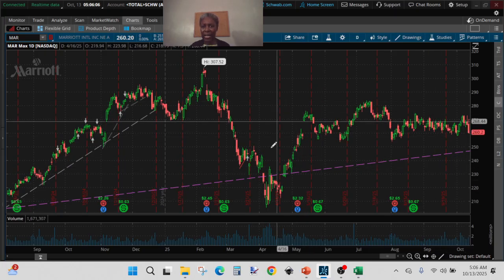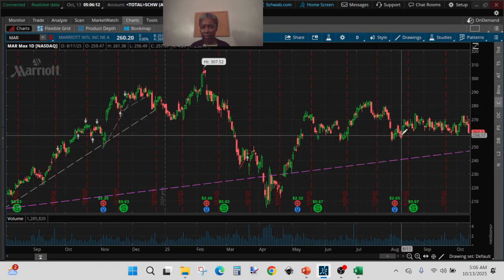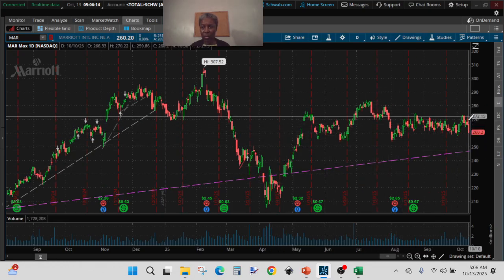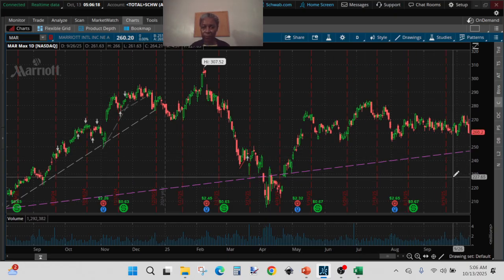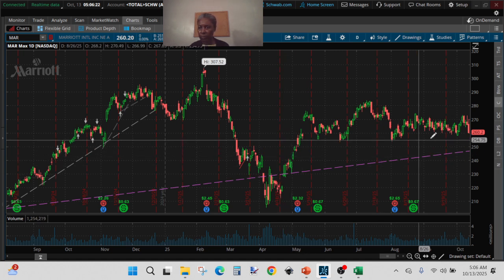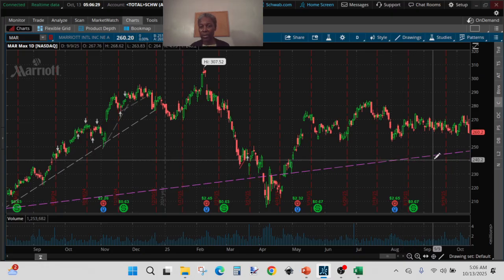But you can see that it has now reached a new high here. Yet it went up a little bit and pulled back. So it seems to be still around the support line here. Still around the support line, therefore it's still buyable. It can still be purchased.